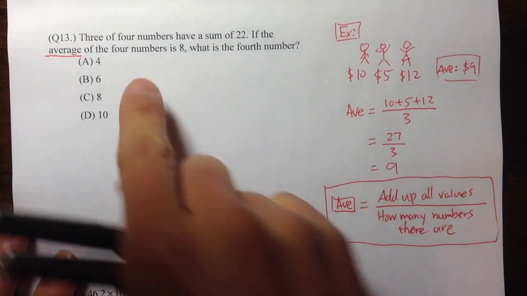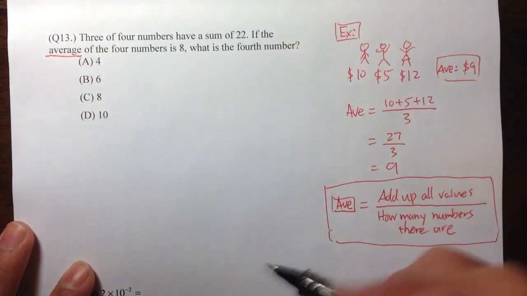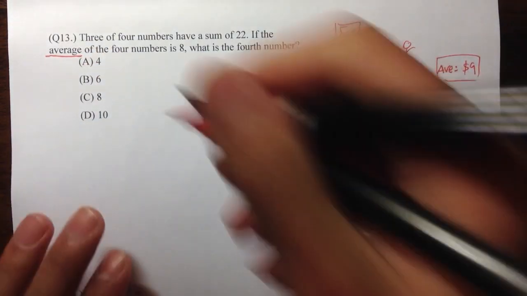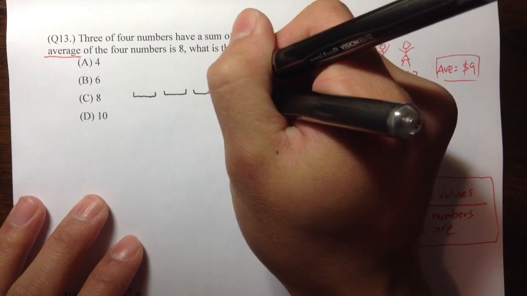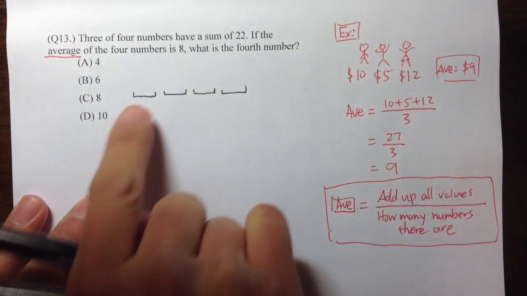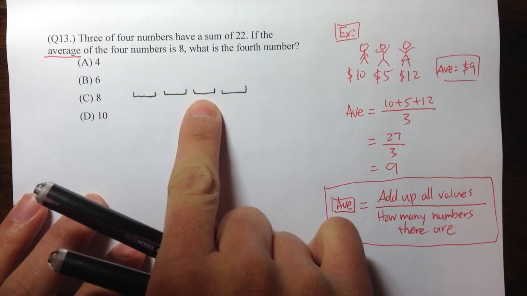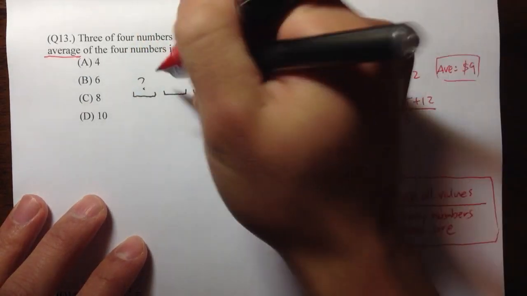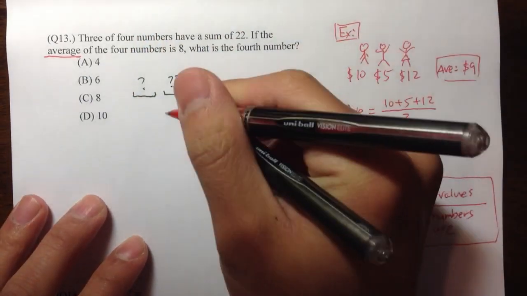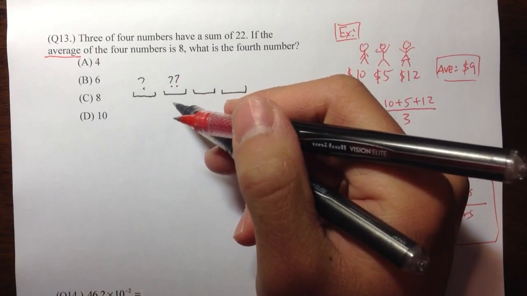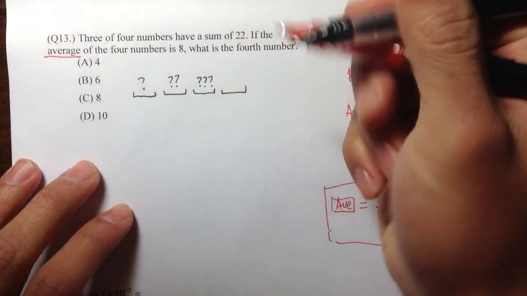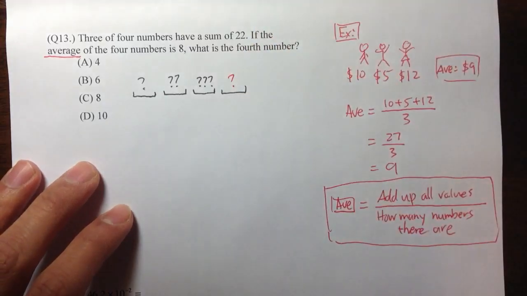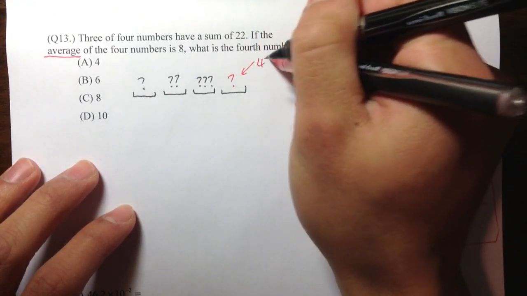So notice that we actually have 4 numbers, and I have no idea what those numbers are, unfortunately. So let's try to understand this idea. Let me draw some blank spots. This represents my first number, second number, third number, and my 4th number. I don't know what my first number is, so let me put a question mark. I don't know the second number, and I also don't know the third number. And somehow we are trying to find out the 4th number. This is the 4th number.